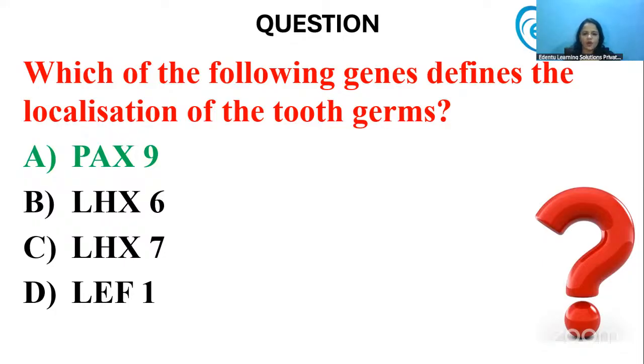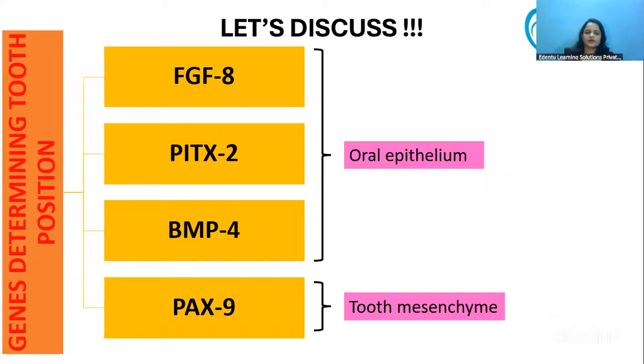Let's see what genes contribute to determining the tooth position. There are mainly 4 genes which help in the determination of the tooth position. If these genes are not expressed, or if they are mutated and produce abnormal protein, then transposition and other developmental abnormalities can happen. The main 4 genes are, one, FGF8 gene. FGF means fibroblast growth factor gene.